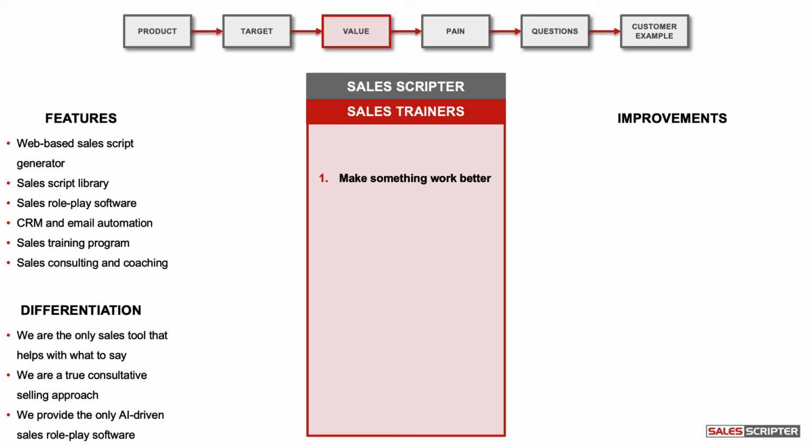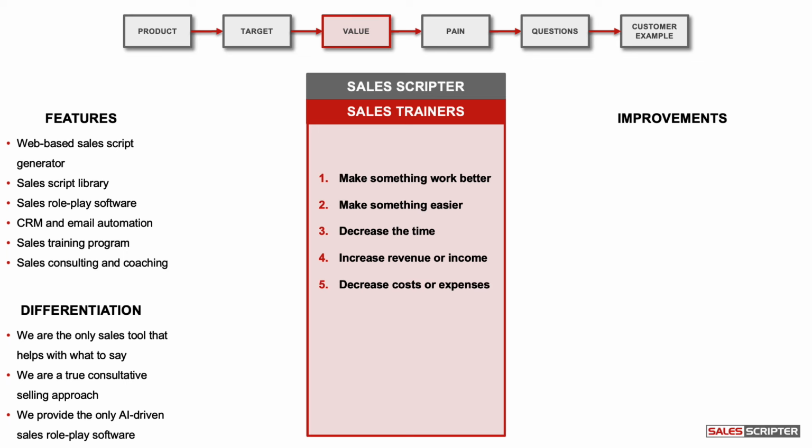Most likely your software can help make something work better, make something easier, decrease the time it takes to do something, improve revenue or income for your target audience, decrease their costs or expenses, improve the product that they sell or the service that they deliver, decrease the risk of something bad happening, or improve visibility and access to information.